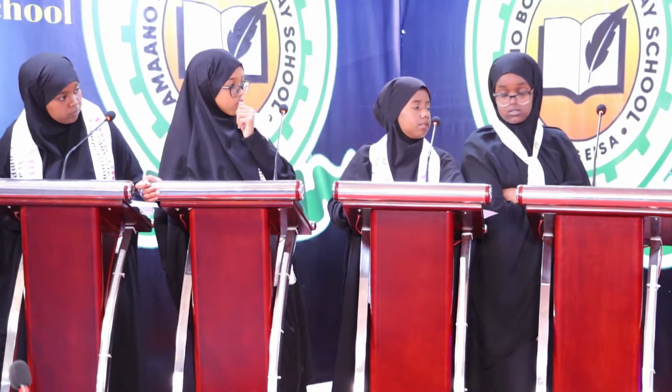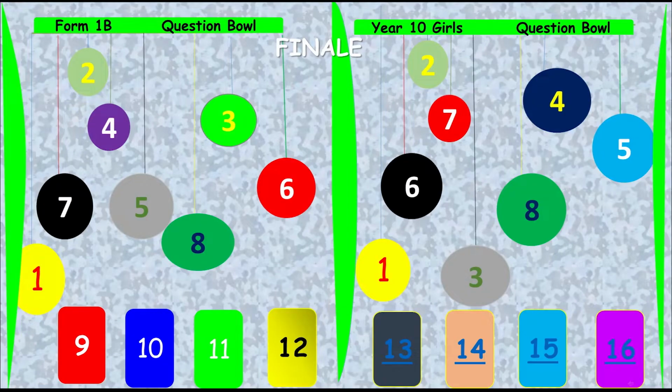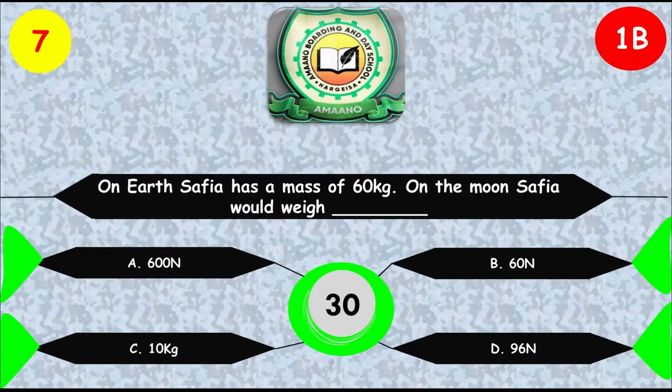1B. Number 7. On Earth, Sophia has a mass of 60 kg. On the Moon, Sophia would weigh A. 600 Newton, 60 Newton, 10 kilogram, 96 Newtons.